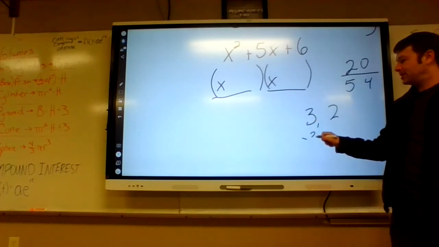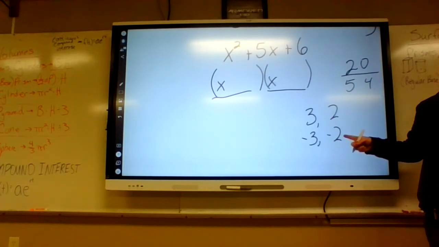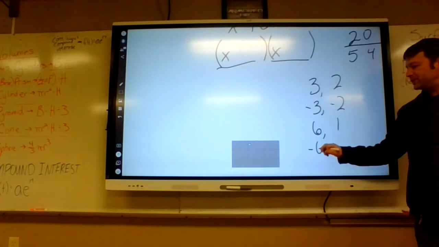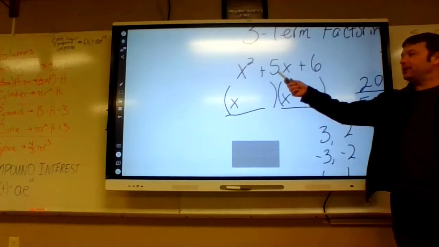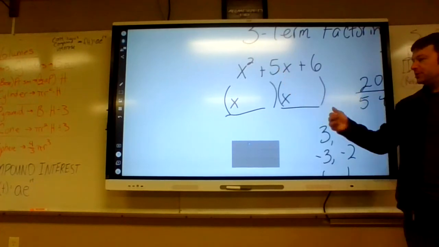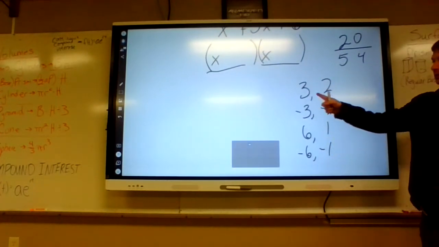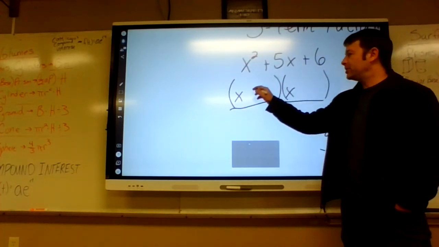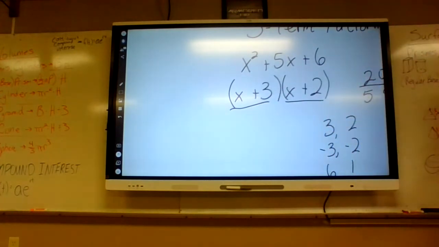You see what I'm saying here? Those also multiply to 6, right? So 6 and 1 work, or -6 and -1. But the other thing that needs to happen is they have to add up to +5. So which of these pairs adds up to +5? The first one, 3 and 2. Because they're both positive, you just put +3 and +2. And that's it.